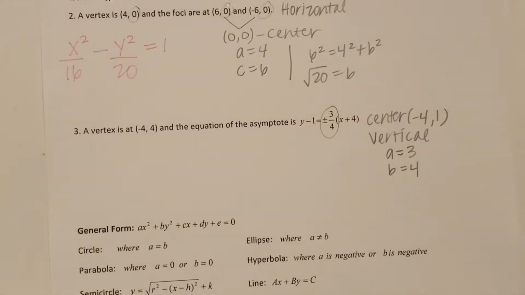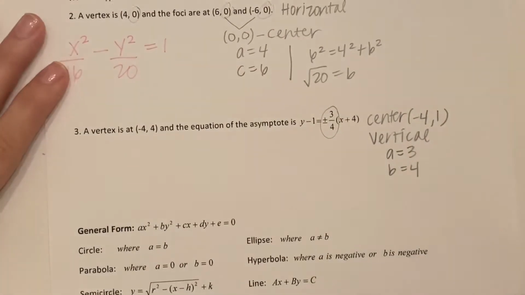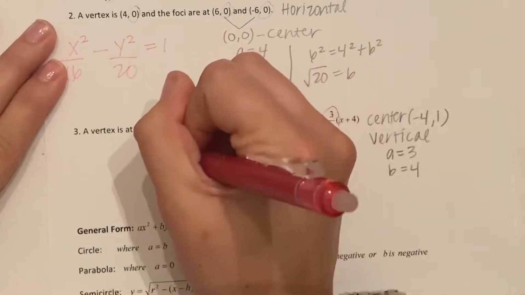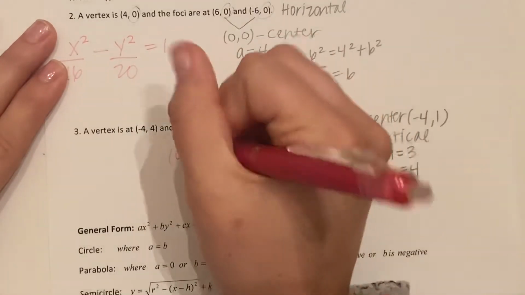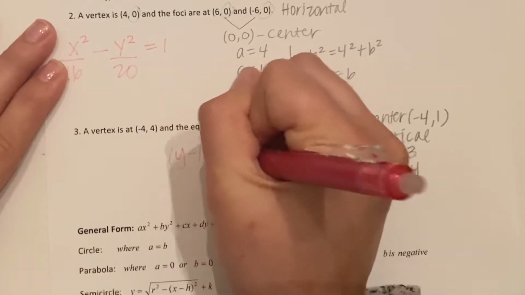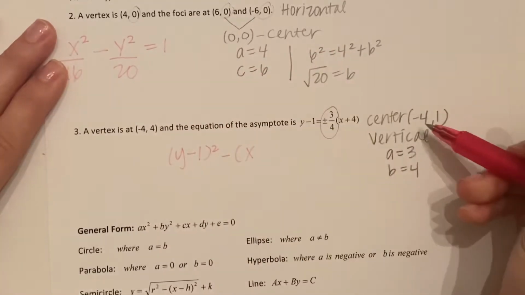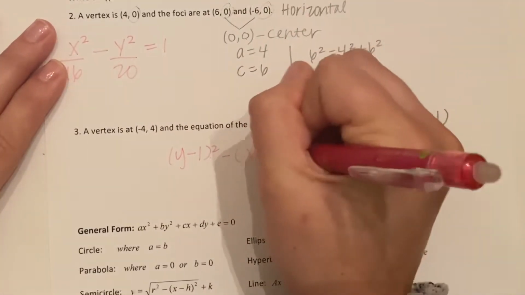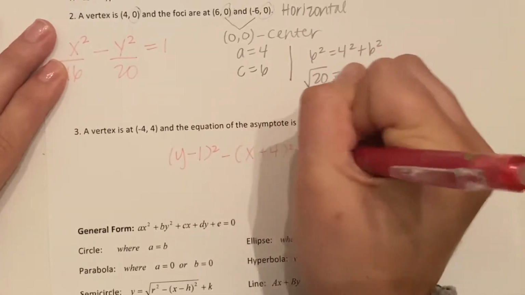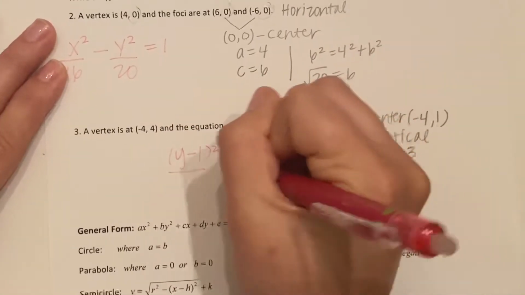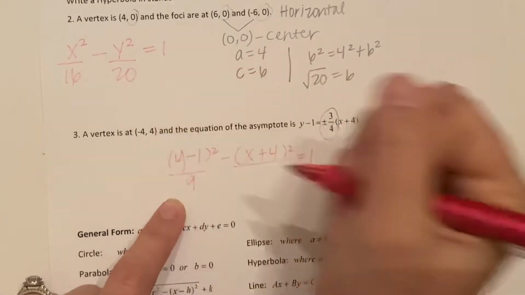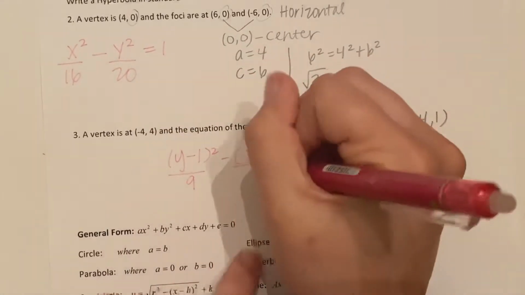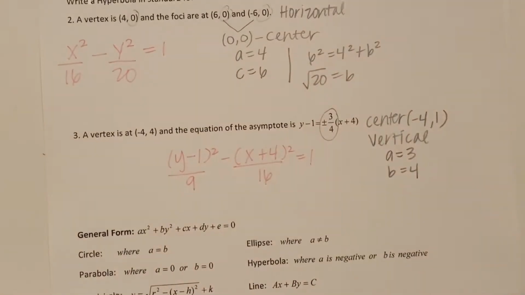Let's write the equation. It's vertical, so I'm going to put y first. The y value is 1, so -1. The x value is -4, so +4. Always equals 1. a is 3, so over here it's going to say 9. b is 4, so this is going to say 16. Give yourself a high five.